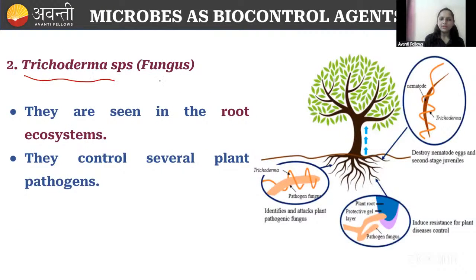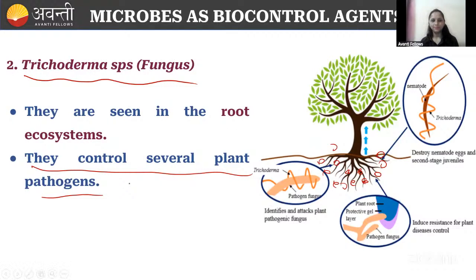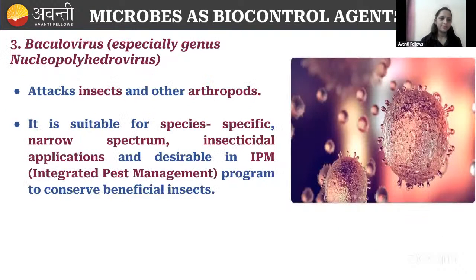And the Trichoderma species, we will use it. These are naturally present in the roots of the plant. These Trichoderma species will check the pathogens. Trichoderma fungus lives with higher plants and controls the number of plant pathogens. Then coming to the last one, the baculovirus. We will study the baculovirus in the next class because it is very, very important.